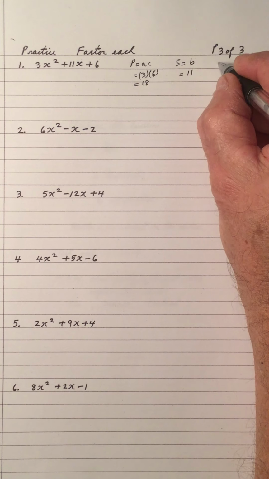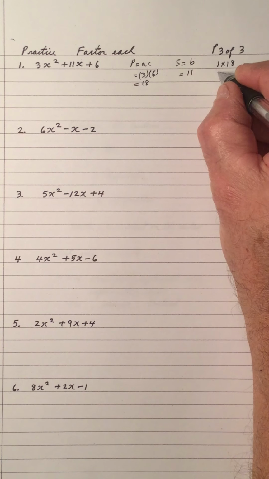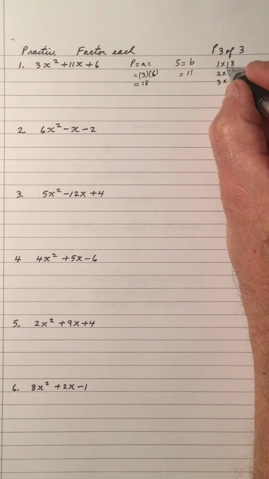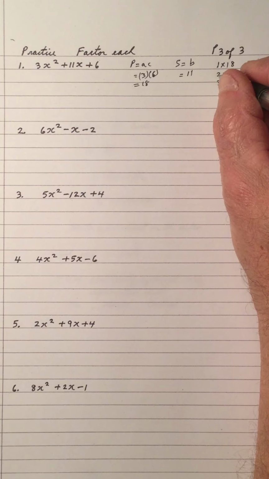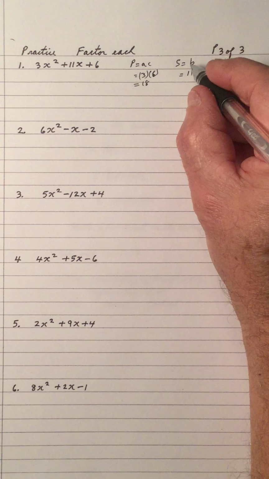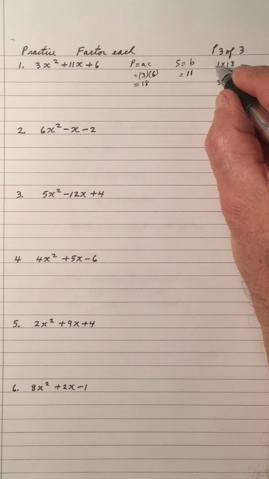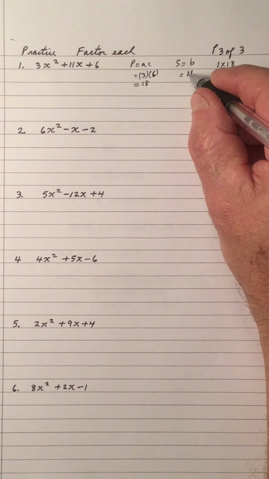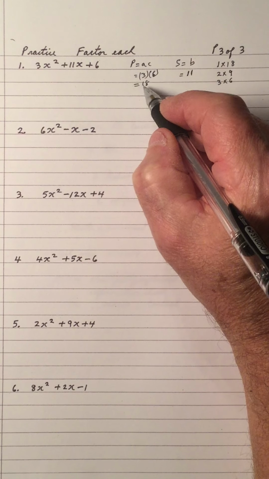So the product is 18. I always do 1 and 18. 18 is even, so I get a 2 and a 9. A 9 has a 3, so 3 and 6. A 6 has a 2, so the 2 is here. Which pair will multiply to give me 18 and add to give me 11? So 1 and 18, add them up: 19. Because the sum is positive, I'm going to have 2 pluses or 2 minuses.